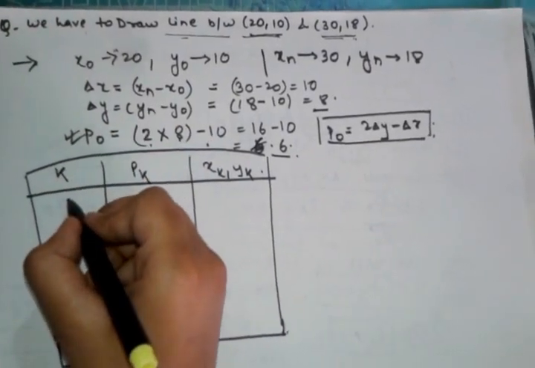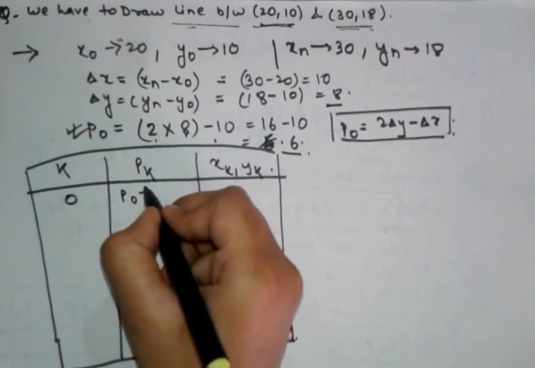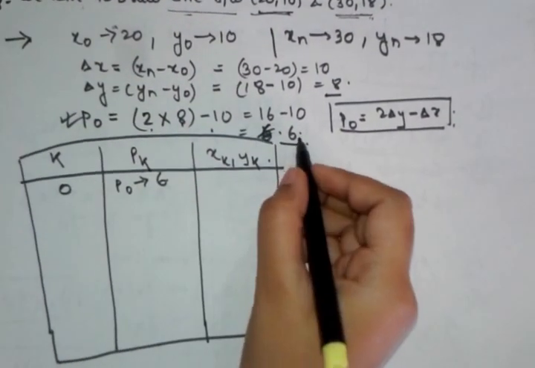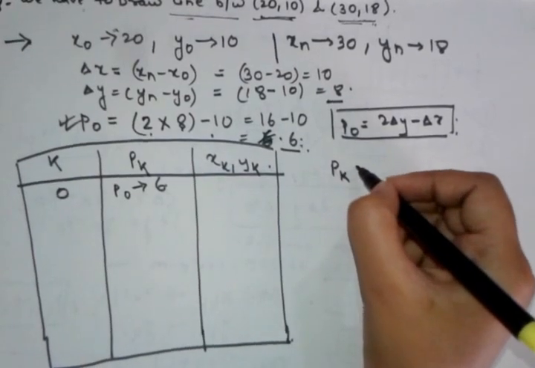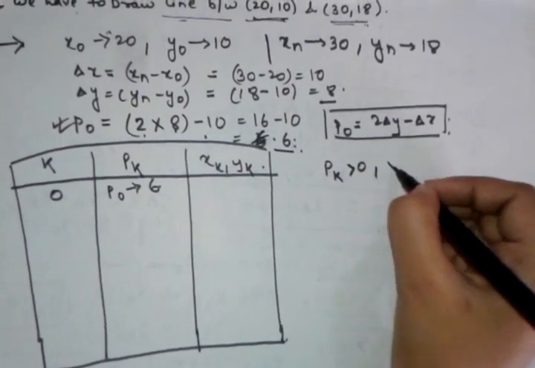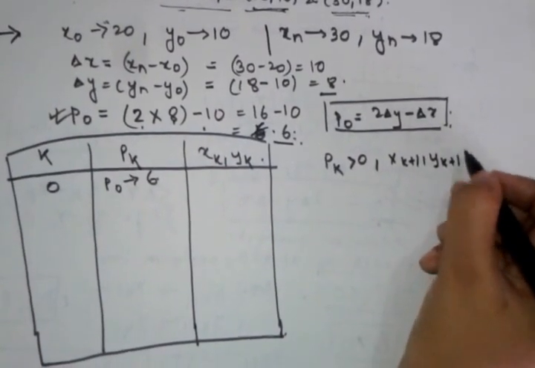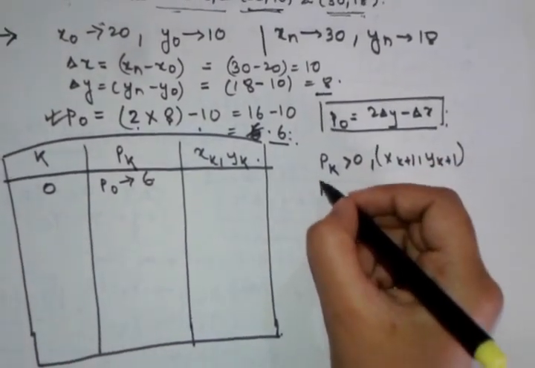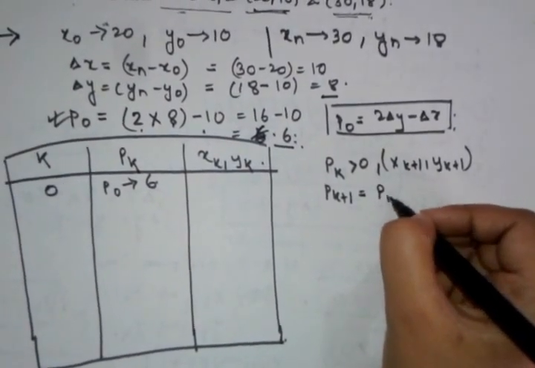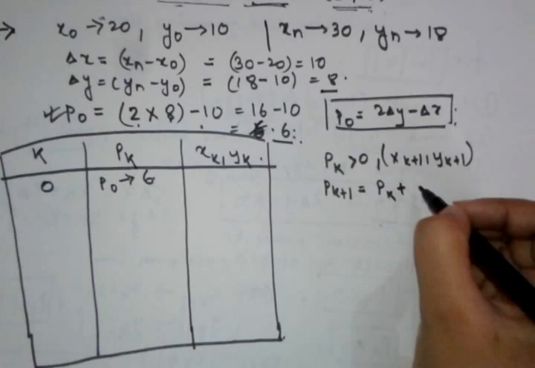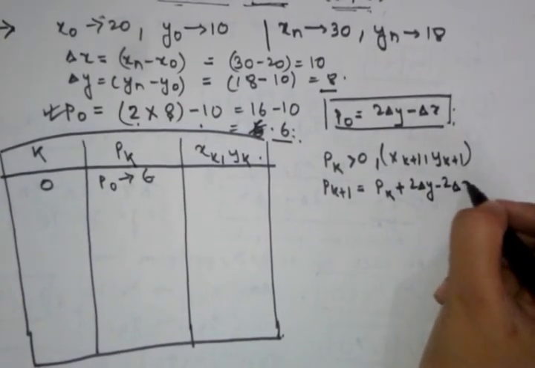Okay, at k is equal to 0, the p0 value is 6 here. Then when pk is greater than 0, x increments by 1 and also y increments by 1, and the next p value is pk plus 2 del y minus 2 del x.